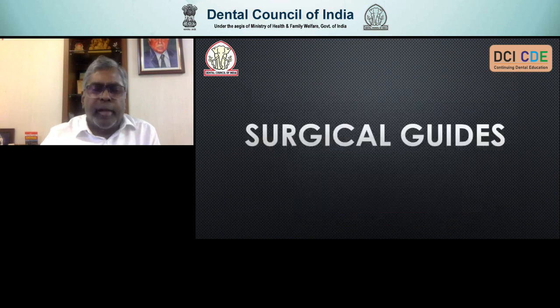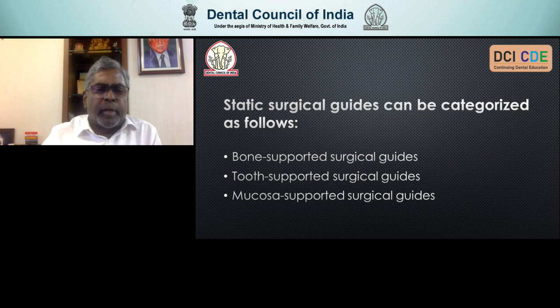And then using this data, we fabricate what's called a surgical guide. So this is to aid in placing the implant in a very, very precise manner. So the fabrication of the surgical guide is then done using all this data. The surgical guides can be categorized as follows. They can either be completely bone-supported surgical guides, or they could be tooth-supported guides or mucosa-supported surgical guides. So each has a role and each is used in different situations, which I can't go into now. But just be aware that these have bone-supported, tooth-supported, and mucosa-supported guides.